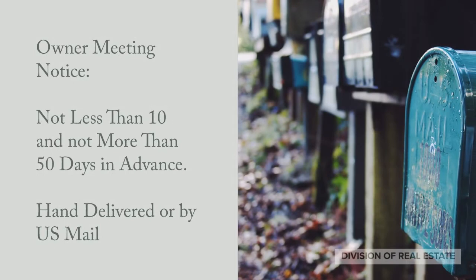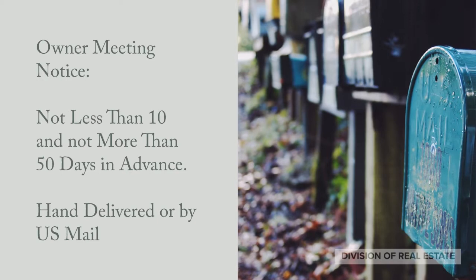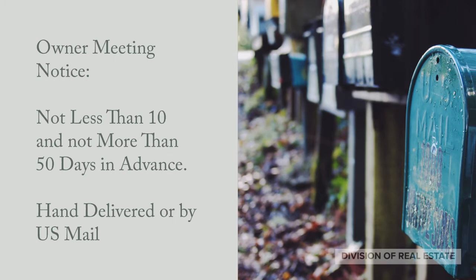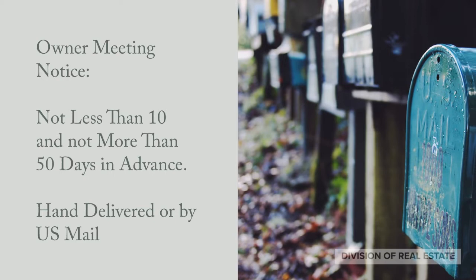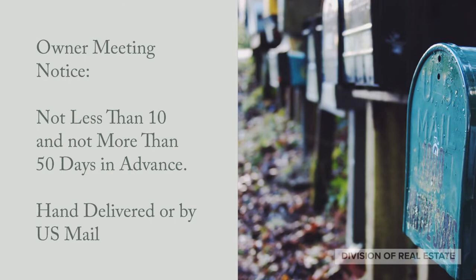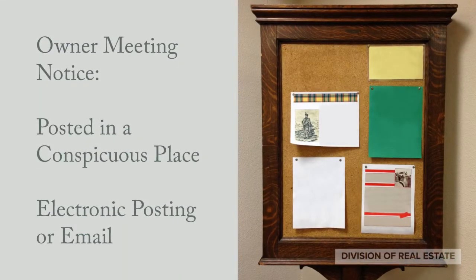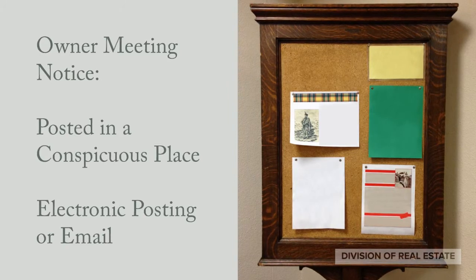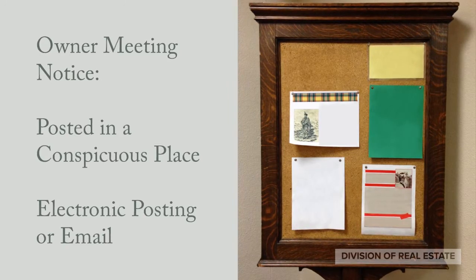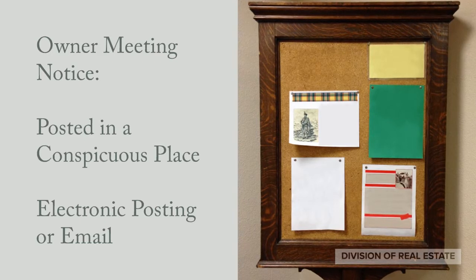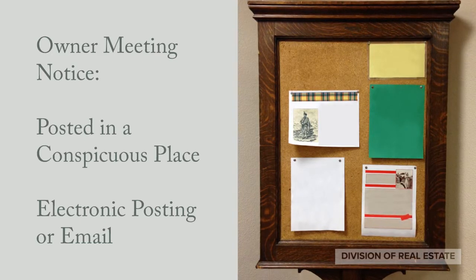Notice of the owners' meeting must be given not less than 10 days and no more than 50 days in advance of any such meeting. The secretary of the association or another officer specified in the bylaws shall cause the notice to be hand-delivered or sent prepaid by U.S. mail to the mailing address of each unit owner or the owner's designated address. The notice shall also be physically posted in a conspicuous place for the owners, which is both practical and feasible. And this is in addition to any electronic posting or electronic mail notices that may be sent out.